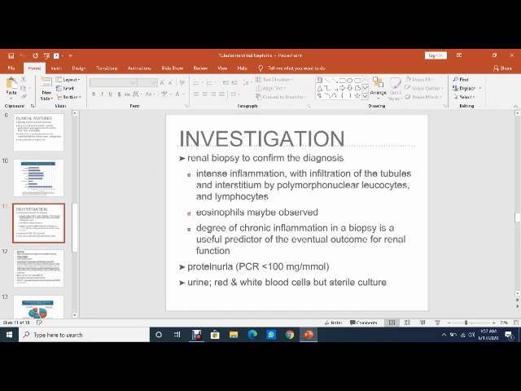The urine protein creatinine ratio should be less than 100 milligram per millimole, and in urine there are red and white blood cells, but sterile pyuria. What is sterile pyuria? The urine is sterile, though if you perform urine analysis it shows the presence of pus cells, but culture doesn't show any growth of bacteria. That is called sterile pyuria.